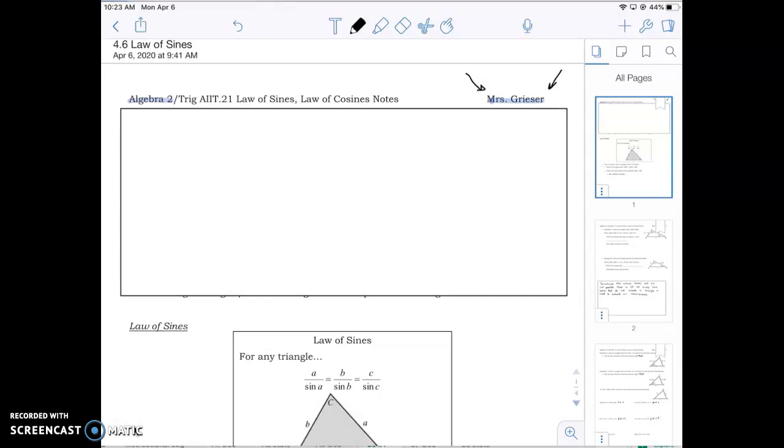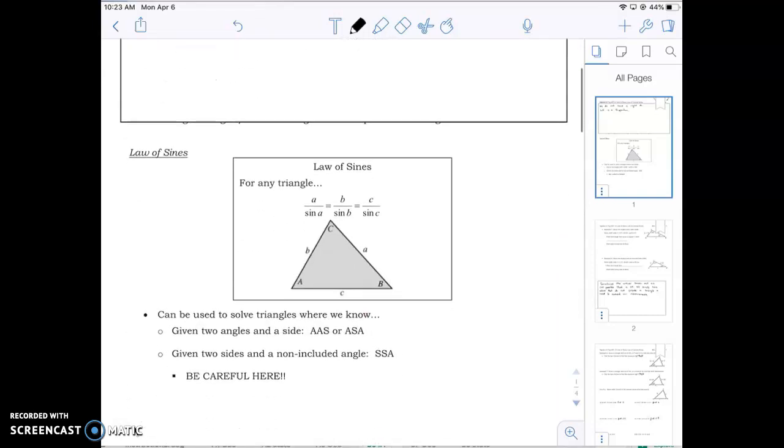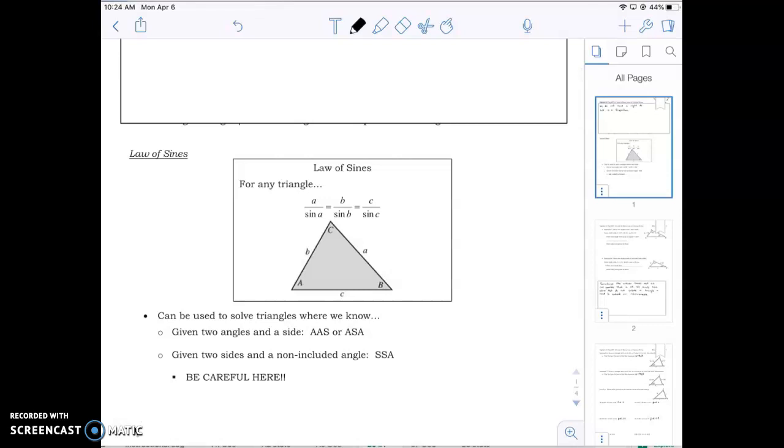Here's when we use the law of sines. We do not have a right triangle. So if we don't have a right triangle, that's when we're going to use the law of sines. The law of sines is a proportion that states a divided by sine of a is equal to b divided by sine of b is equal to c divided by sine of c.